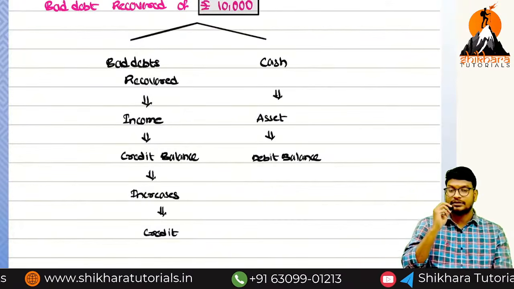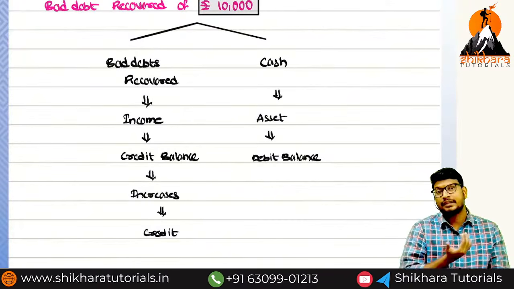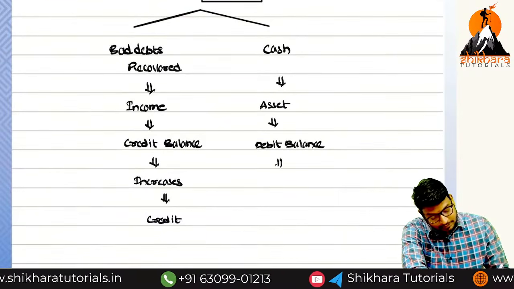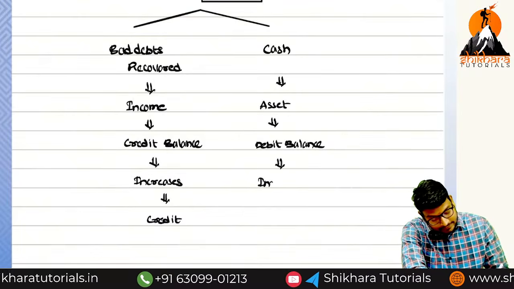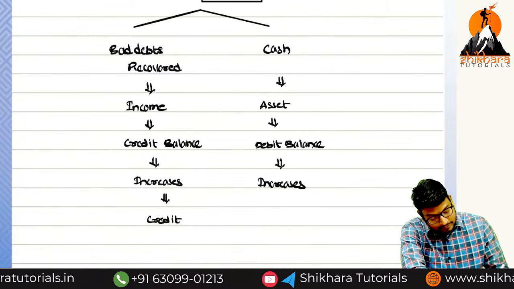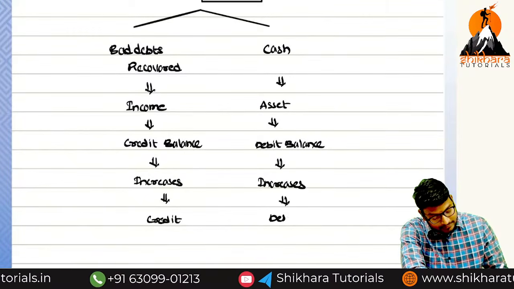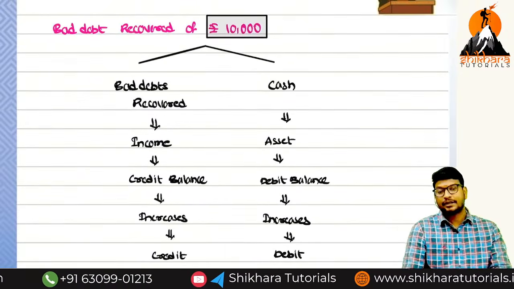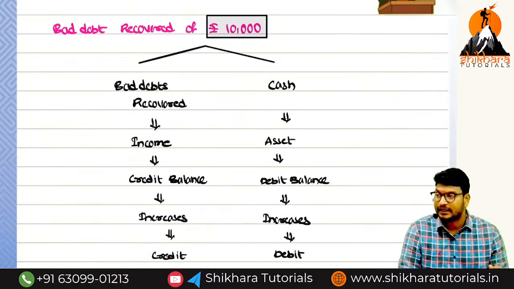Does it come in or go out? It comes in. We are receiving the bad debts which were written off earlier. Comes in means increases. What do we need to do, debit or credit? Debit. What is the entry? Cash account debited to bad debts recovered account.